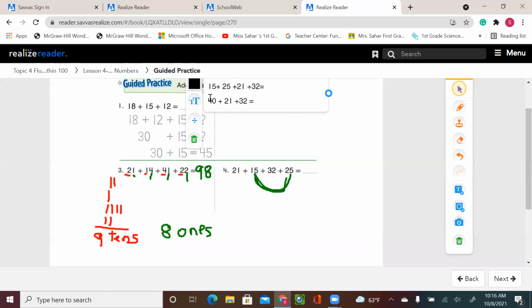I can use a different strategy when I'm doing this. I can use the same idea I used here, or add all the tens and then the ones. Or I can add the 2 addends together, or I add the 3 addends together. So I'm going to use part of the strategy I used for question 3 to continue this one. I'm going to add all the tens.